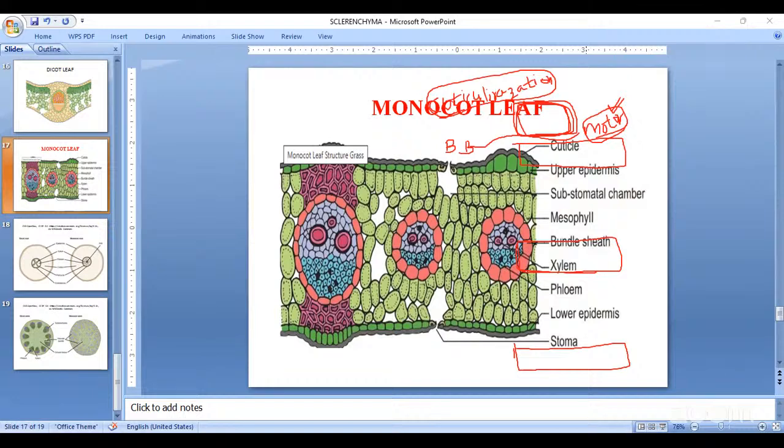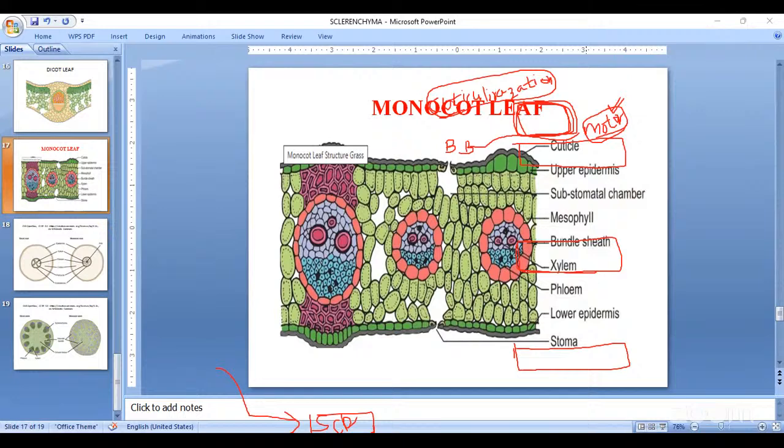but in the monocot leaf, it is almost large vascular bundle rather than small. Here, of course, it is given with the small vascular bundle also, but most of the monocot leaf has only one type of vascular bundle, that is the large vascular bundle. And of course, the sheath is developed by parenchymatous cells, but extended by sclerenchyma cells. This is sclerenchyma, this one. But this sclerenchyma is absent in dicot. That is important.